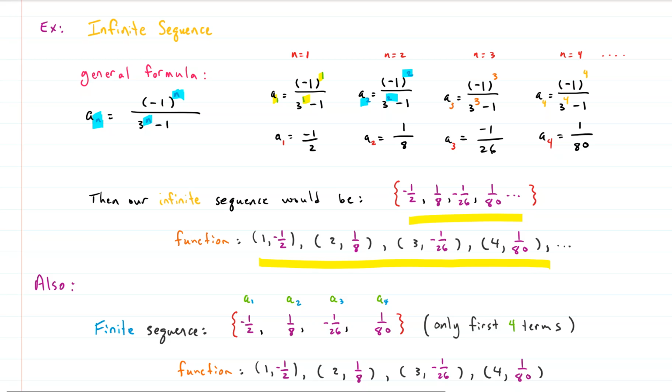If we wanted to take, say, the first 4 terms only, not all of them, we could create a finite sequence. And I have that sequence here below, which looks exactly like the infinite sequence. It just stops at a finite number of terms. So here we only have 4 terms. That's it.